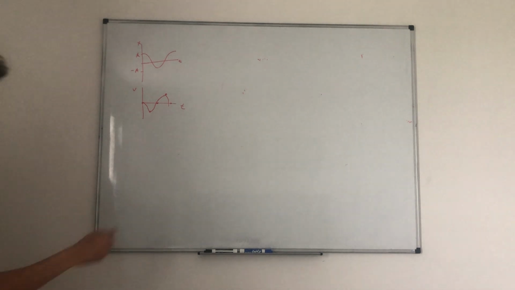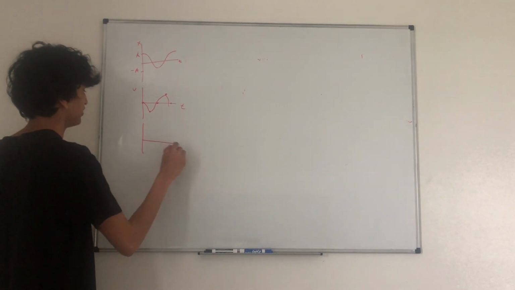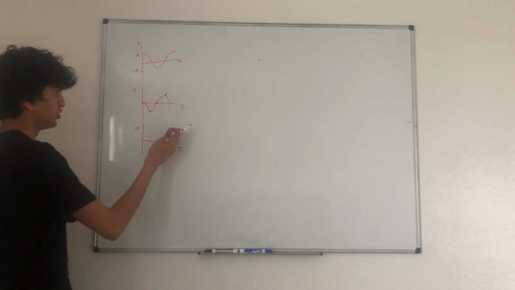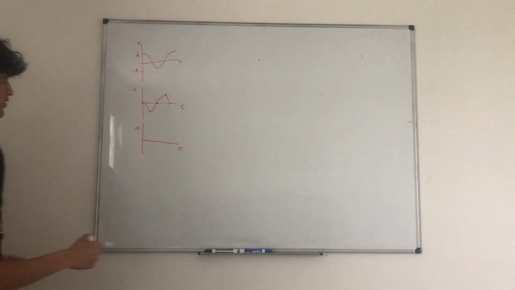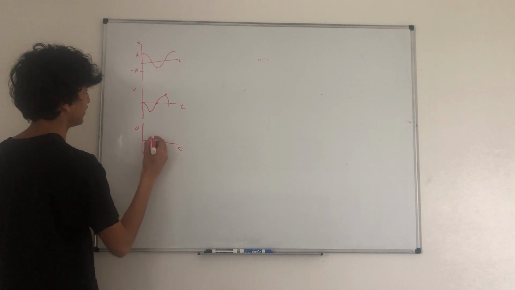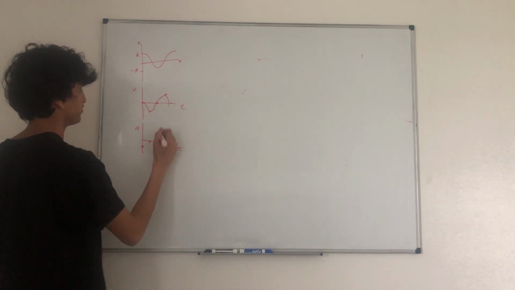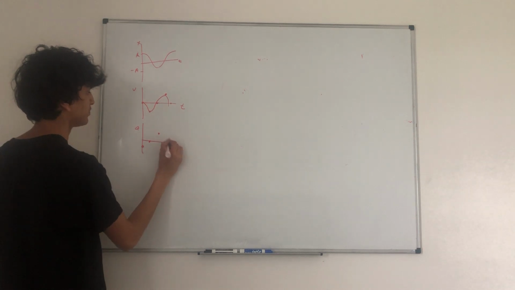Same thing for acceleration versus time. This is really not a new skill, right? I'm just saying, okay, well, acceleration is the slope here, right? So I'd say, well, the slope here is negative. Slope here is 0. Slope here is positive. Slope here is 0. And then you get your cosine.